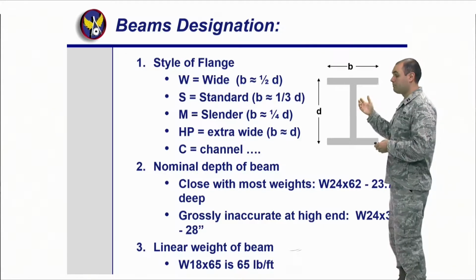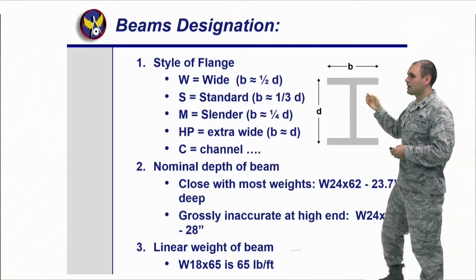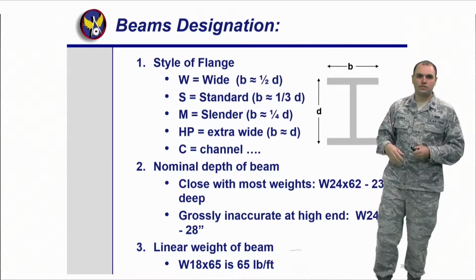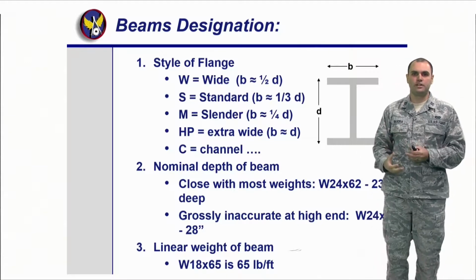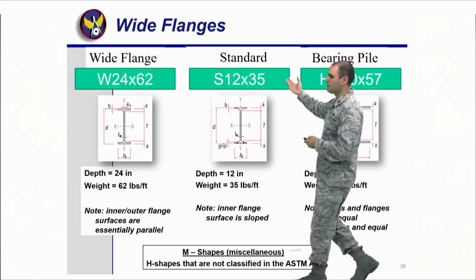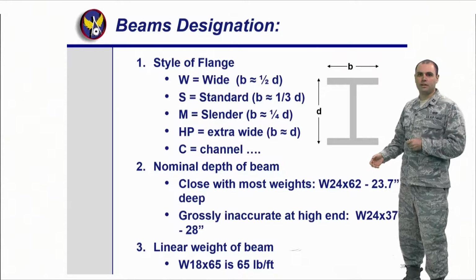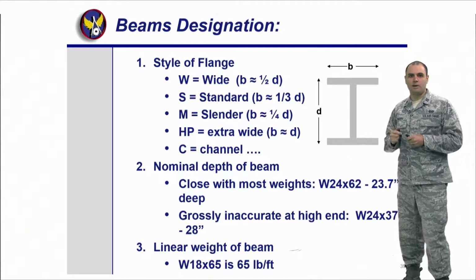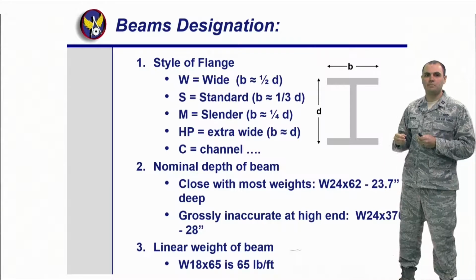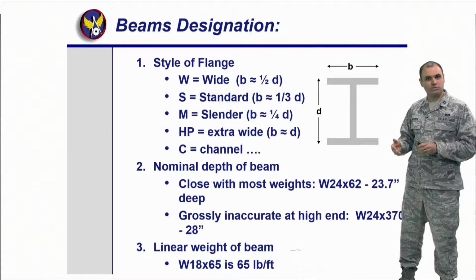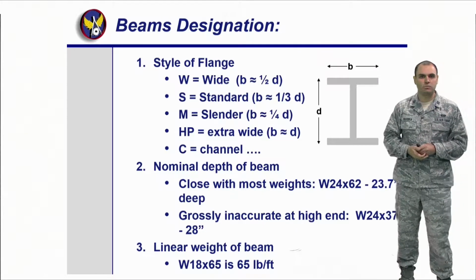And so when we talk about the steel beam, I got W for wide, S for standard, M for miscellaneous. That's just the nomenclature you're going to see at the beginning, right? Like we saw here, W, S or HP. Then we have what we call the nominal depth of the beam, right? So for example, a W24 by 62, even though it's 24 inches deep, in reality, if you go to the tables, it's really 23.7 inches deep.